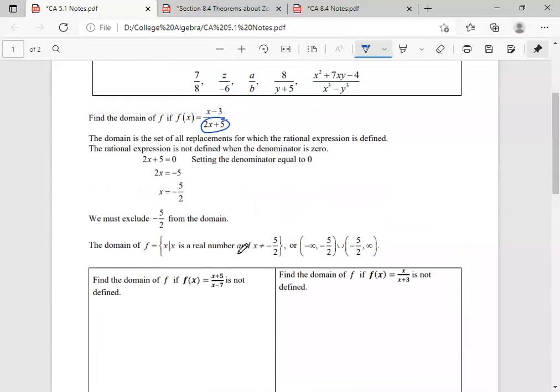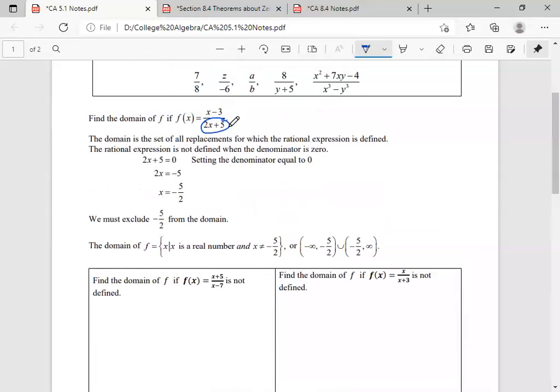So if I have x minus 3 over 2x plus 5, if 2x plus 5 is equal to 0, then that means that when I solve this, negative 5 over 2 is going to be a problem in my domain. And this is what your domain would look like.